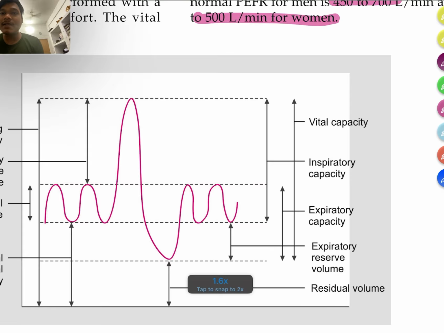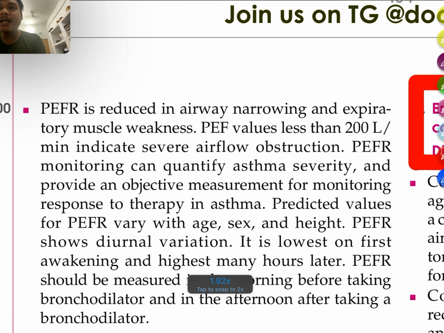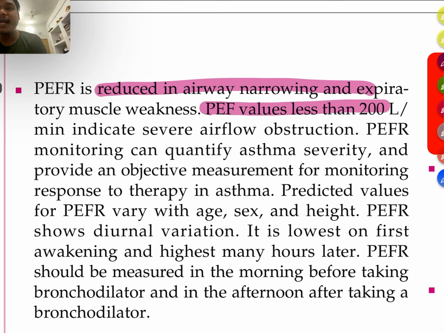Okay, this is the graph showing the lung volumes. After that, peak expiratory flow rate, PEFR, is reduced in case of airway narrowing. Obviously, if there is narrowing, we need more force to blow out the air. Next, a PEF value less than 200 indicates severe airflow obstruction, which we can see in asthma. So in asthma, PEFR is also important and necessary to remember.